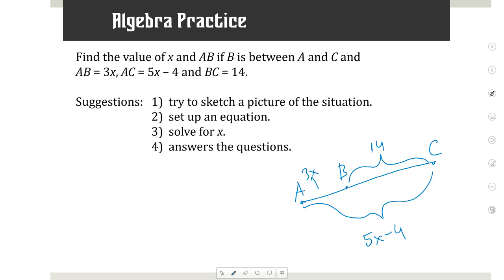Glad you drew the picture. You're doing a great job so far. Now show us your work.